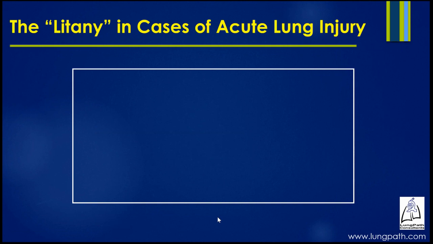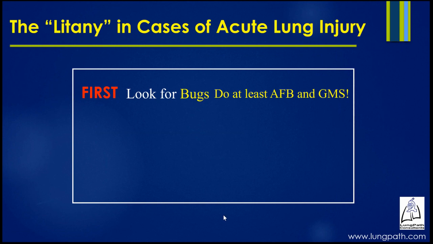So the litany for cases of acute injury for us goes like this. First, look for bugs. That is, look for infection if you have acute injury. Do at least an acid fast and a silver stain on any biopsy that shows fibrin and acute injury. AFB and GMS at least. If the patient's immunocompromised, you'll want to do more stains, maybe some immunostains for infection.